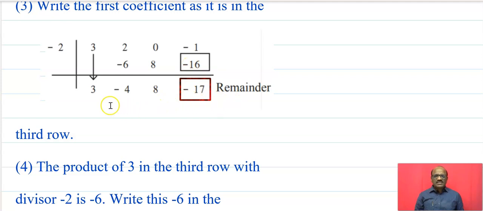Once again, see how this happens. Take the first 3 as it is. 3 into minus 2 is minus 6. 2 minus 6 gives minus 4. Minus 4 into minus 2 gives 8. 0 plus 8 gives 8. 8 into minus 2 is minus 16. Minus 1 and minus 16 is minus 17, and this is the remainder. And the whole third row is completed here.